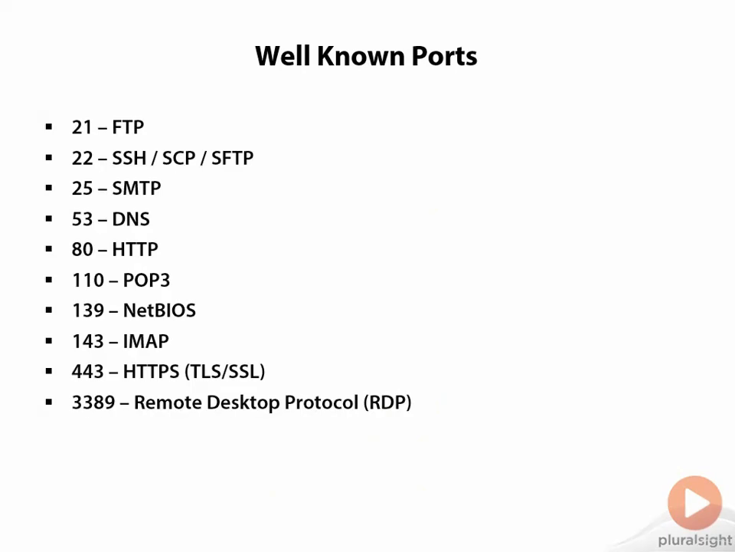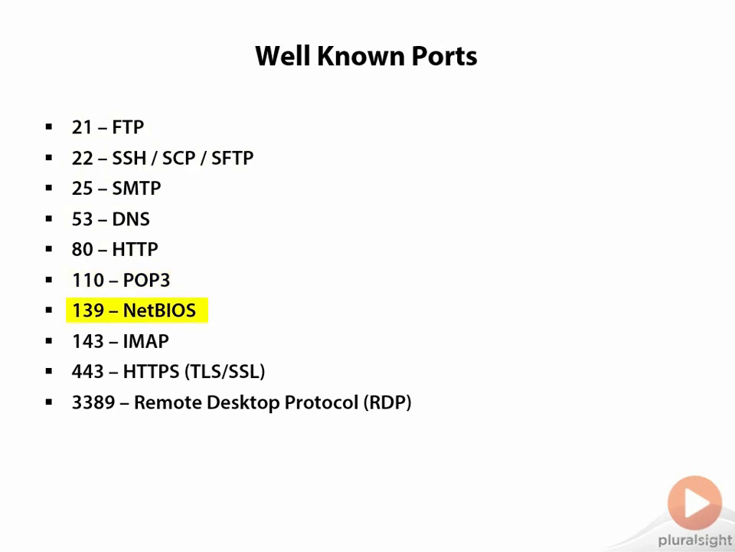Okay, so as we wrap up, let's go ahead and make sure that we understand the well-known ports. Again, these are ones that are by default. We've covered all of these except for the very last one, which I'll touch on briefly. We know the well-known ports: 21 for FTP, 22 for SSH, Secure Copy, and SFTP. 25 is for Simple Mail Transport Protocol. Port 53 for DNS, port 80 for HTTP, port 110 for POP3, for mail, basically when we pull mail down from a mail server.